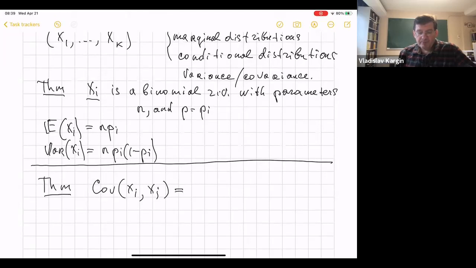Now we can actually guess the sign of this. If I observed very many outcomes of type i, then it's likely that the count of outcomes of type j is small. Because if you observe very many words of one specific word, then the probability that you observe a different word will be smaller, maybe a little bit, but smaller. So it will be negative, and it turns out that it's equal to minus n pi pj.